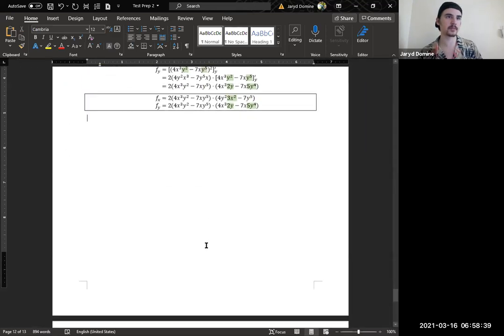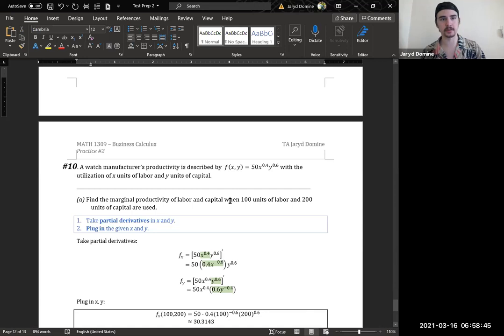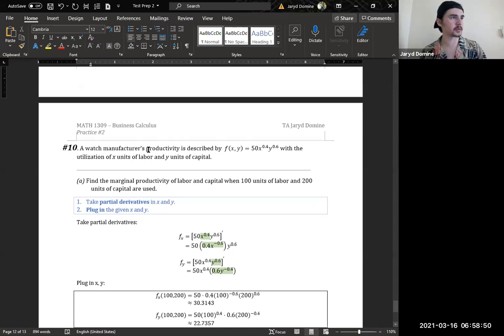All right, I'm going to get to the last problem. Actually doing pretty good on time. This one is just an easier partial derivative. No chain rule to deal with. So a watch manufacturer's productivity is described by this function f of x and y, 50x to the 0.4 power times y to the 0.6 power. And x is labor. So remember the distinction here: x is labor, y is capital. Okay, so the idea is this.